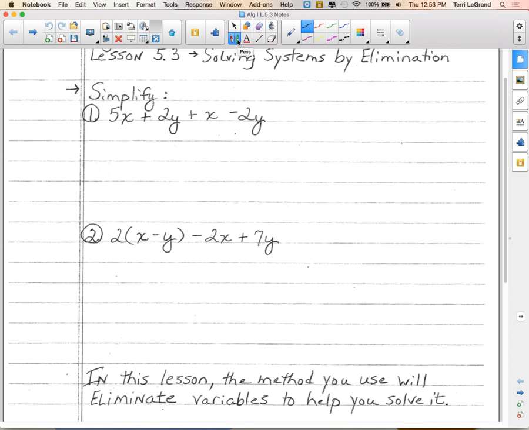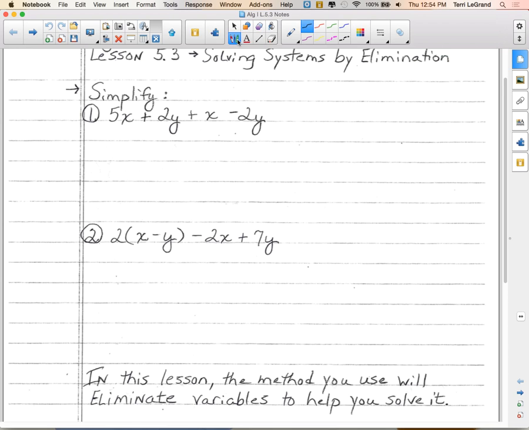Okay, so what we're doing here with this 1 and 2 and simplifying those is to show you what should happen when we're working with the elimination method. Because what should have happened in number 1 is what? Did anything eliminate? The y's eliminated, didn't they?